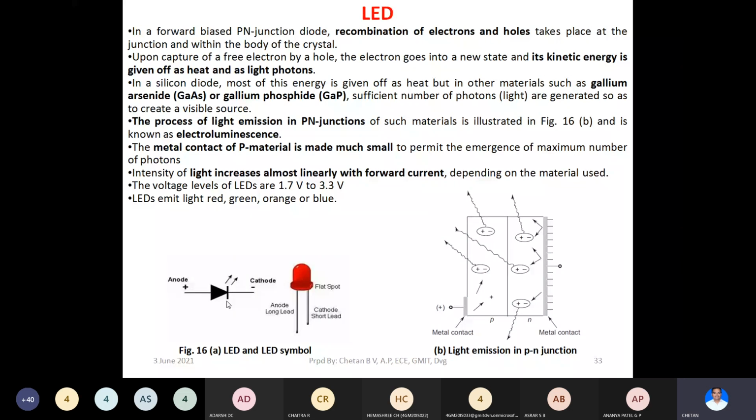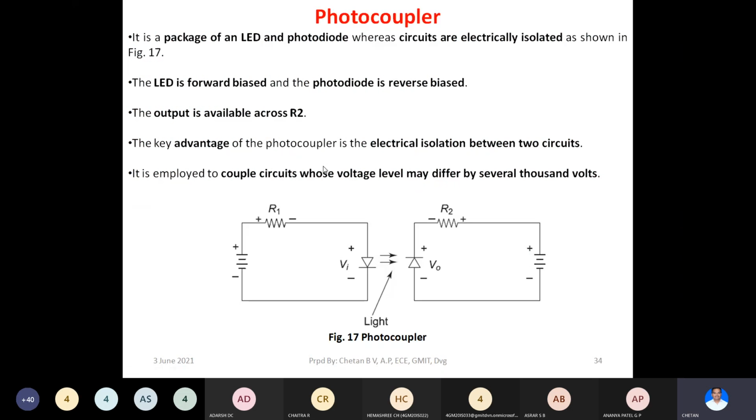Next, we have an interesting package which is a combination of photodiode and LED, right? So this package itself is present inside your pulse oximeter. This package consists of an LED, as shown in the figure. This is the LED, and next it consists of a photodiode. This is the photodiode, right? From this LED, the light would fall on the photodiode.